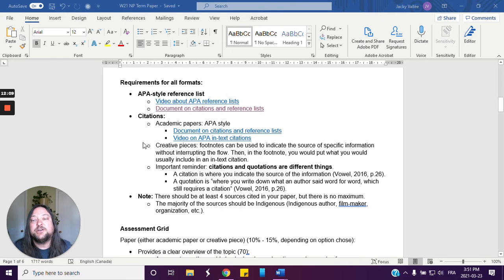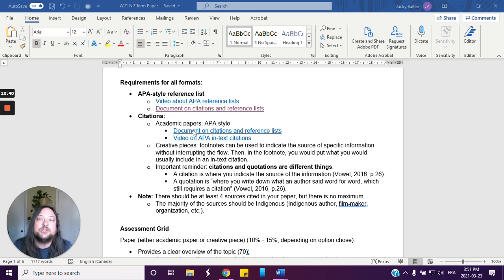And you're going to need citations in the text as well. If this is not familiar to you because it's been a while, you remember that when you write a paper, you always have to indicate where you got your information, and that's called a citation. In APA, it's the author's last name in parentheses, with the year of publication, and then all the sources get listed at the end in your reference list. So you all need that reference list.